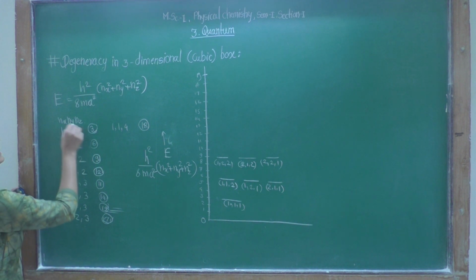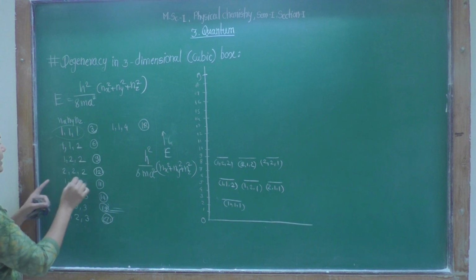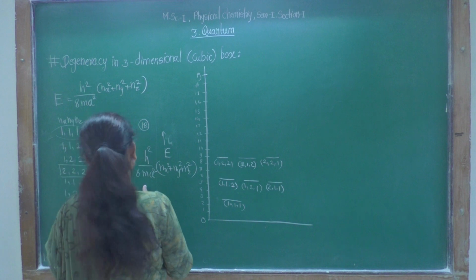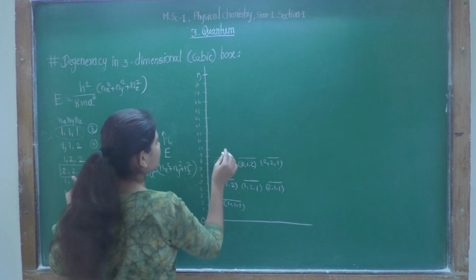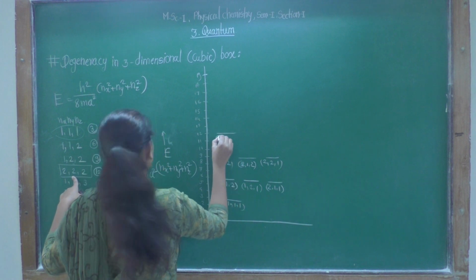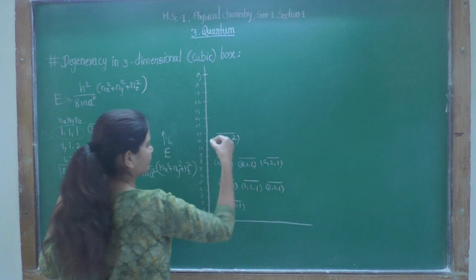Here also 2 same, 1 different. But for all the same, there will be only 1 level. Here also all are same. So the 12h square upon 8ma square energy level is non-degenerate. For 12, it is 2, 2, 2.